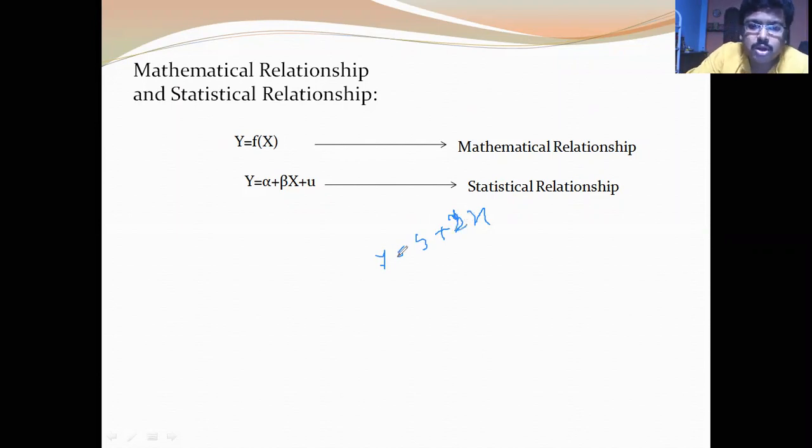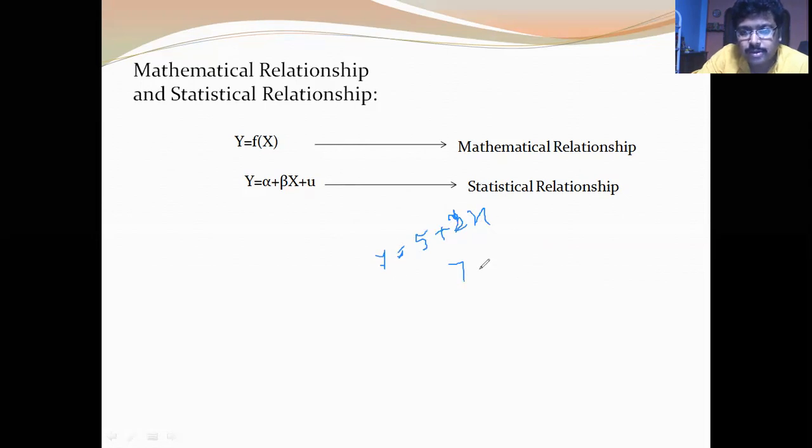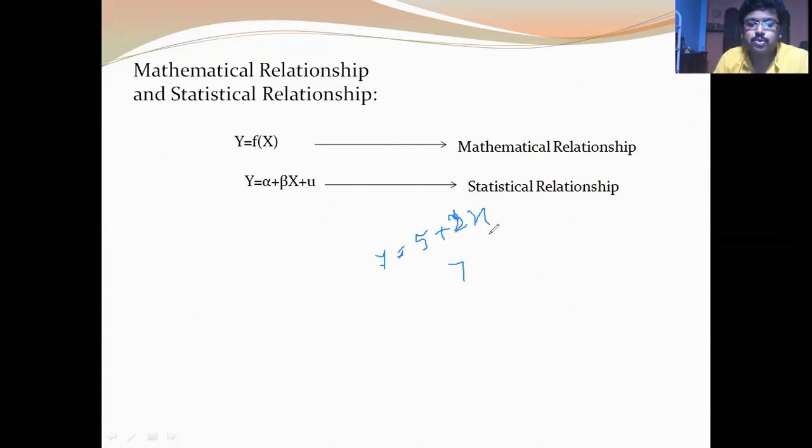Okay, y equal to 5 plus 2x. So if I put a value 1 in case of x, then we get 5 plus 2 equal to 7. That is the value of y. This is the exact or unique value. You can get the unique value of a mathematical relationship, but in a statistical relationship you cannot have a unique value.